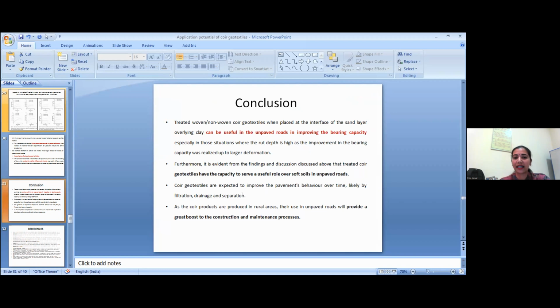And coir geotextiles are expected to improve the pavement behavior over time, likely by filtration, drainage, and separation. And as the coir products are produced in rural areas, their use in unpaved road will provide a great boost to the construction as well as maintenance process.